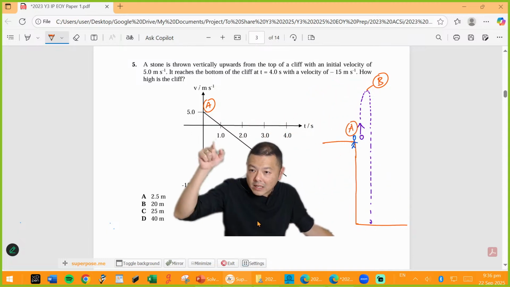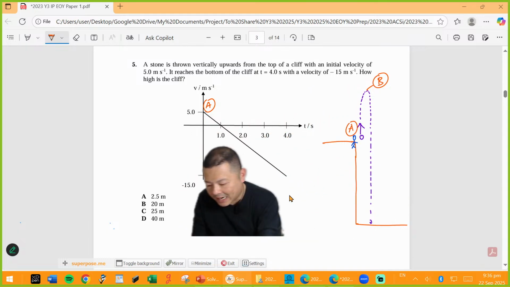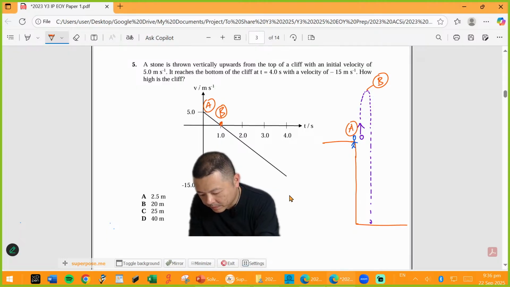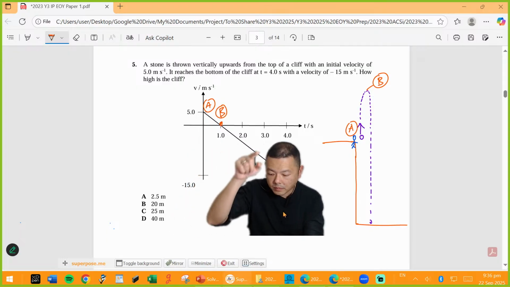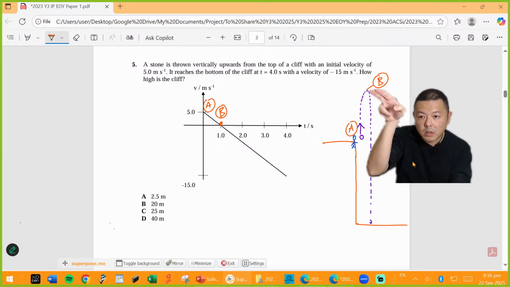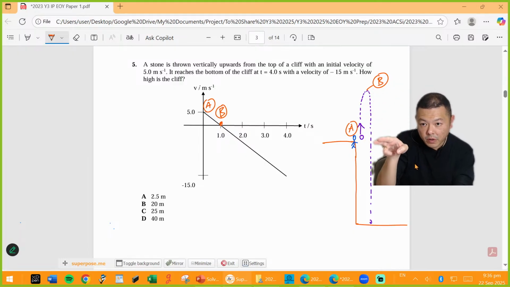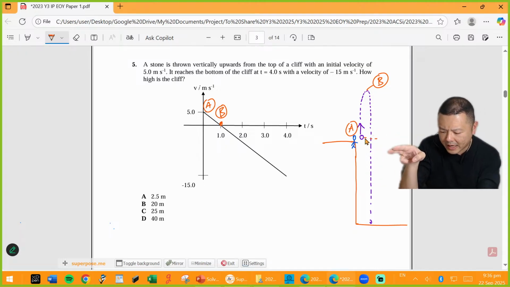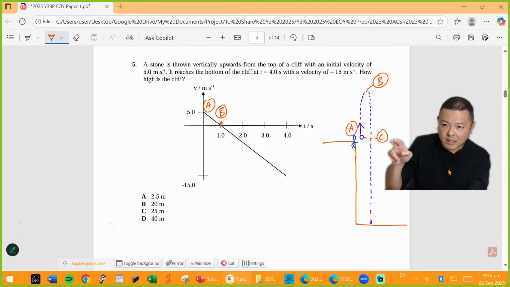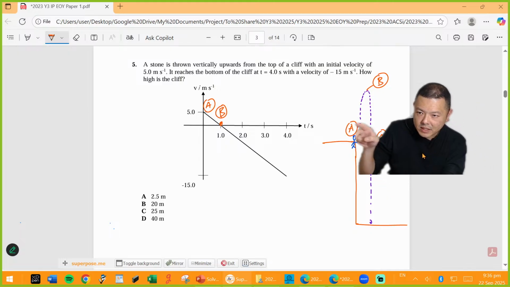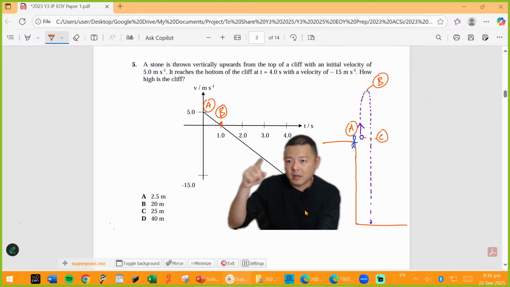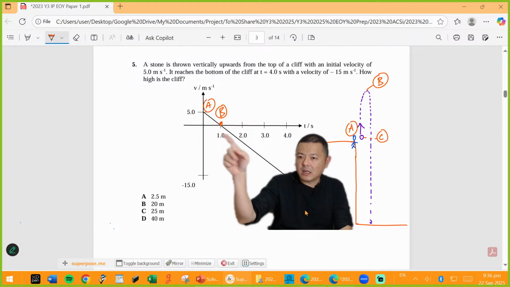Okay. So that's why at point B, that's the highest point here. This is point B. Then this stone is going to start falling. It's going to come back to its original position where it was, which is point C here. So now we need to figure out where this point C is on the graph.